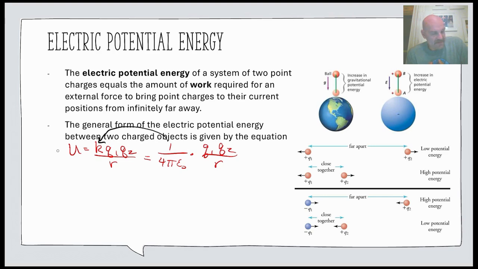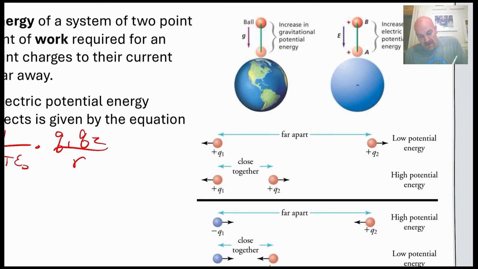but it acts differently. The way you think about it is, opposites attract, likes repel. If the charges do what they want to do, you get low potential energy. For example, here we have a positive next to a positive. They want to separate as far from each other as they can, hence low potential energy. To bring them closer together, you have to do something against what they want to do, and that's where you get high potential energy.